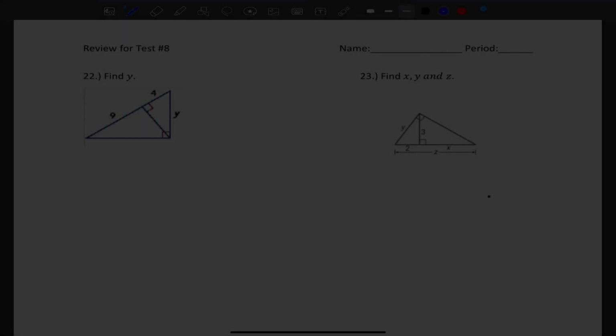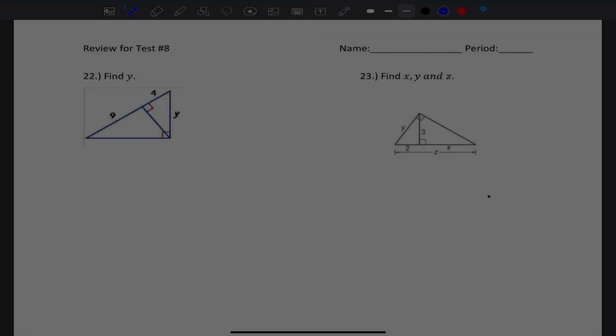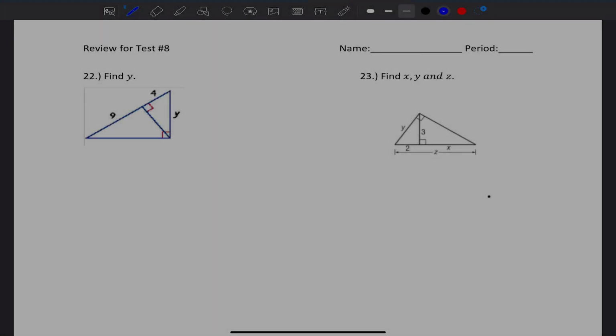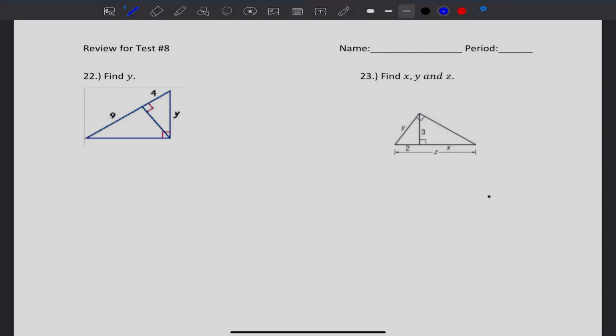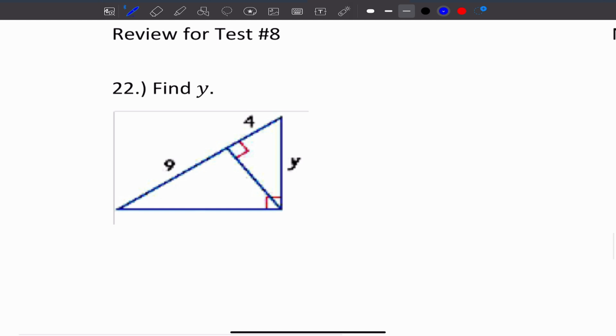Alright, so I have the last page of the review for test number 8. The two problems that you see on the screen right now are dealing with hills and SAS, because we have a right triangle with an altitude. So if I look at 22, I'm trying to find only y. This is a very simple problem where you're only finding one variable.